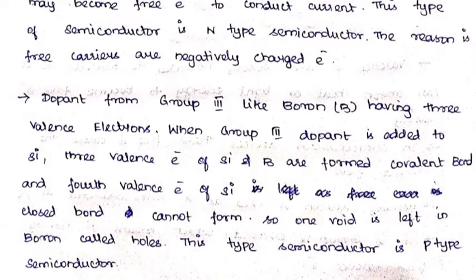So this type of semiconductor is known as a p-type semiconductor. The reason is that in the p-type semiconductor the majority charge carriers are holes, which are positively charged. So this semiconductor is known as a p-type semiconductor.